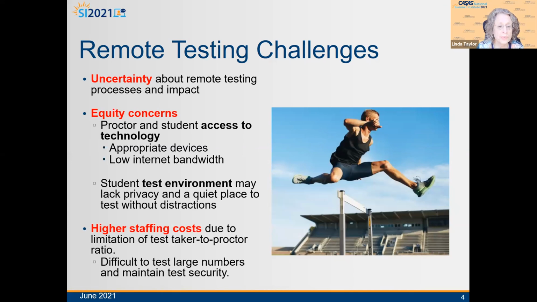Another big challenge with remote testing is that it does place huge demands on a program's staffing. You cannot test 25 students at a time as you could before, and as you can with in-person testing. And even with in-person testing, you're limited with social distancing. But in any case, with remote testing, this is a challenge because it takes a whole lot more time to get it done.